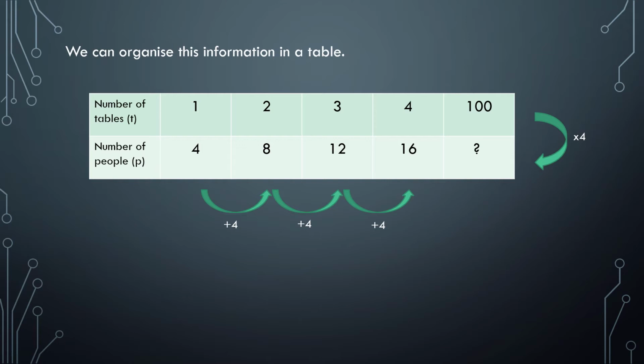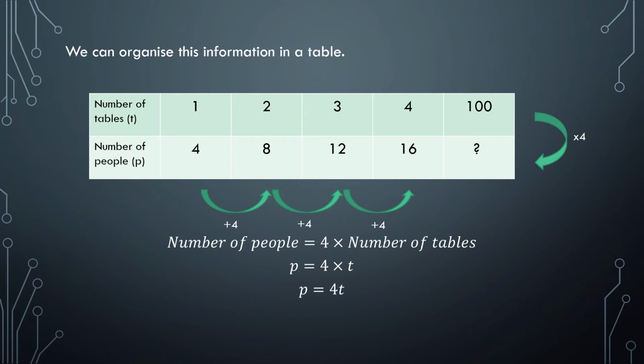So if I was to try and make that into a formula, how would I do it? Well, the number of people that I get is equal to 4 times the number of tables. We don't want to have to write out all those words, so we can shorten it using the letters that make a bit of sense. So P for people equals 4 times T for tables. And we can shorten that even further if we want. P equals 4T.